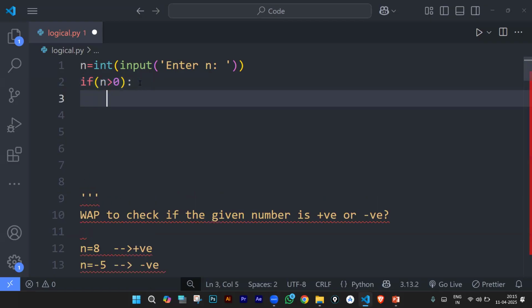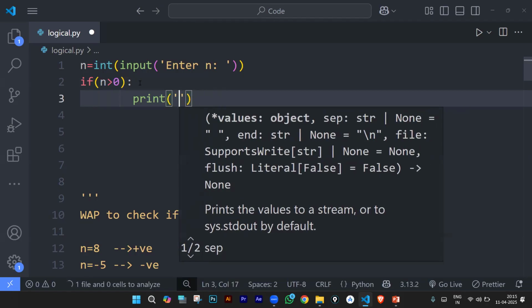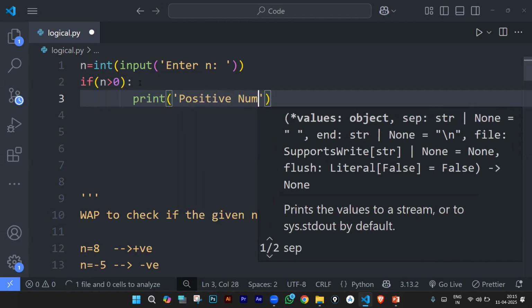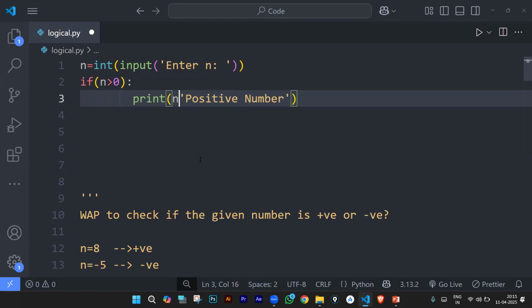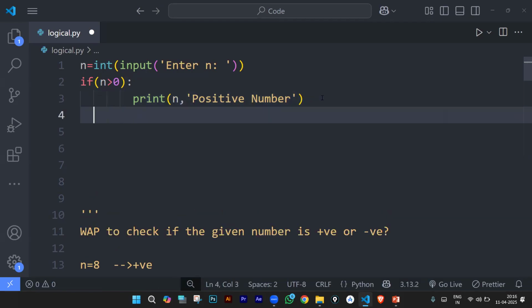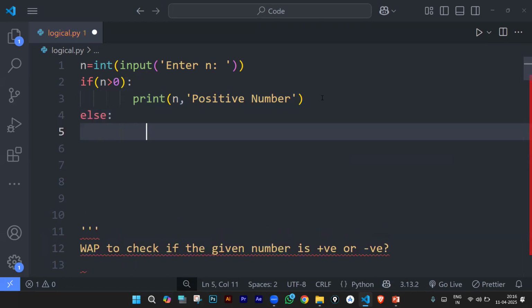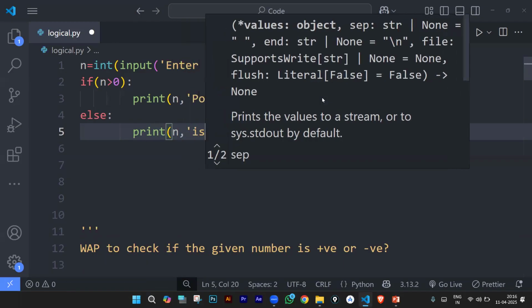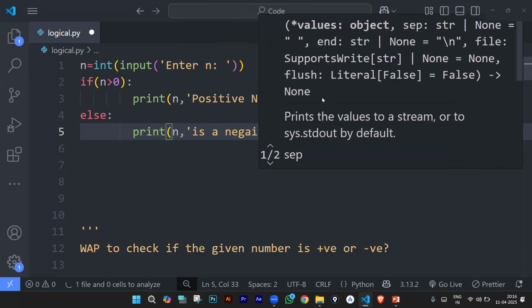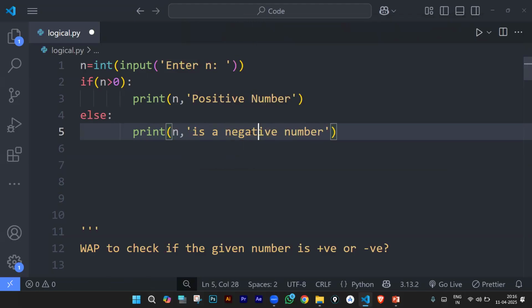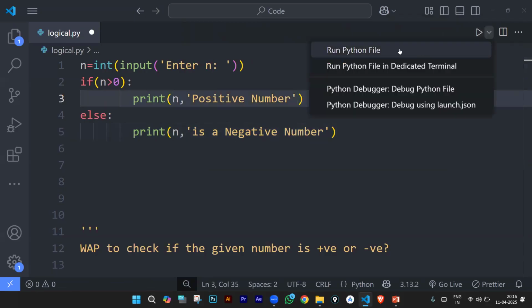Okay, end it with a colon, give a good level of indentation. So we are going to print positive number. Let me also print the n value: n comma positive number. If that's not the case, else I'll go again. I can give any level of indentation I want because I'm only going to write one statement: n is a negative number. Okay, positive number and negative number. Done. So let's run this.